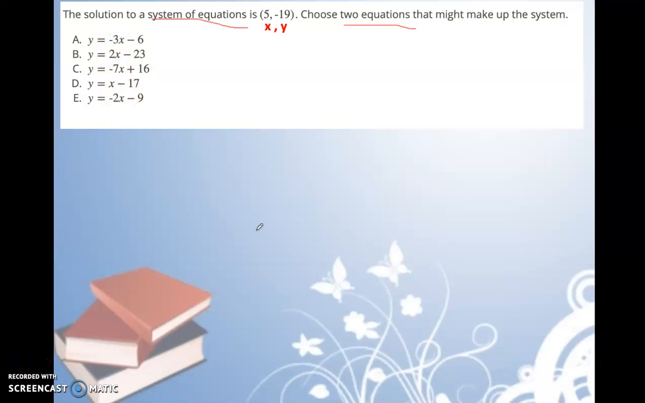Let's go ahead and check out our answers. Don't forget, this is just a review. It is going to show up on your exit slip. It will be showing up on your quizzes and your tests as well.